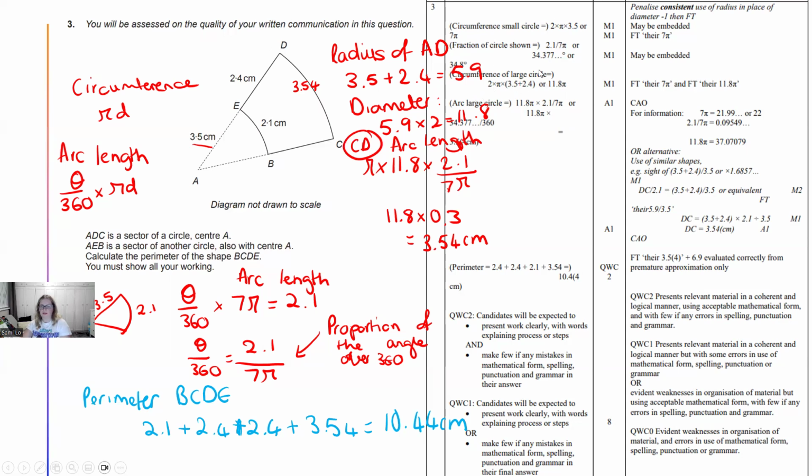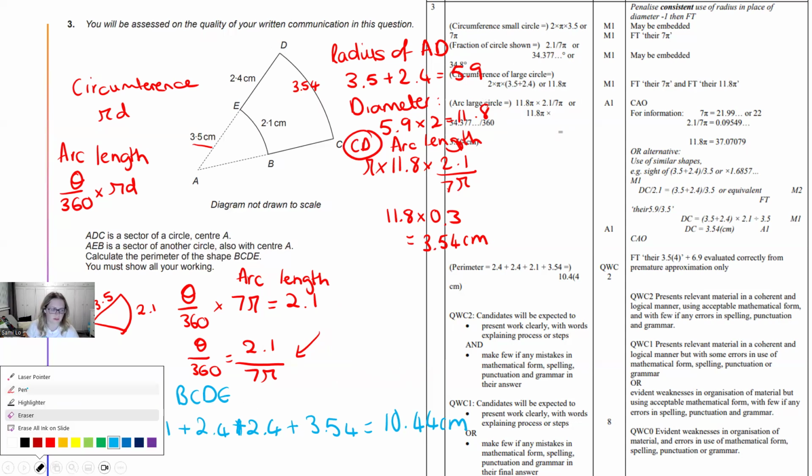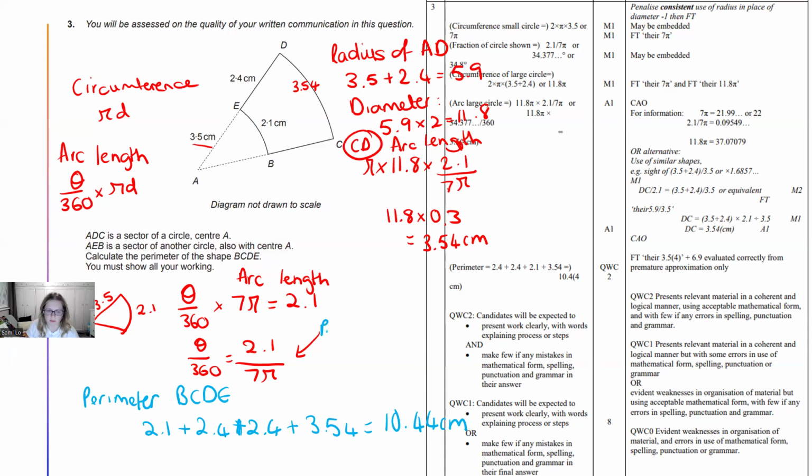We've got the fact that that one is written down as 22.1 over 7 pi. So really, I could have written that bit better. So my feedback would be that, yeah, I've written proportion of the angle, but it might have been better for me to write proportion of the circle, actually, because that's what I've done. So that tidies that section up. Of the circle. There we go.